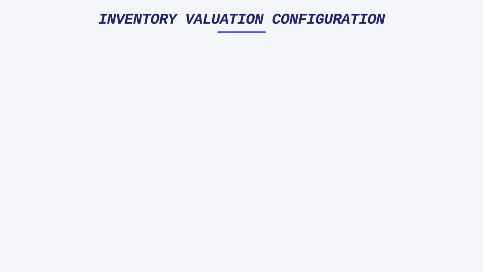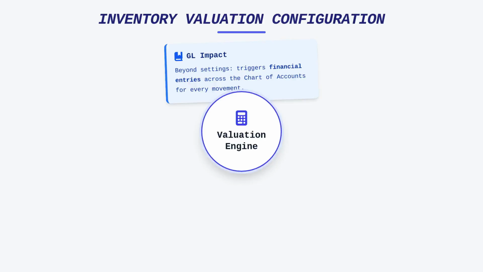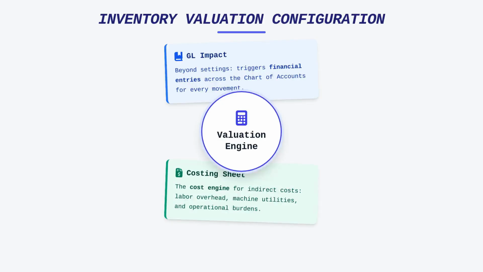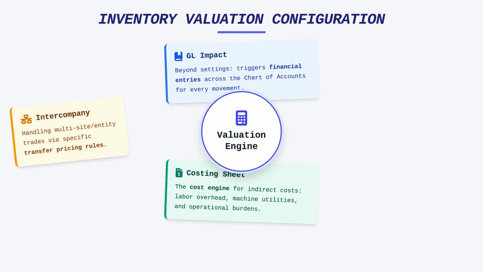Configuring these valuation methods involves more than just selecting a radio button in the item model group settings. You need to consider the broader impact on the general ledger, as every inventory transaction triggers financial entries that represent the movement of value across your chart of accounts. Furthermore, the costing sheet serves as the engine for applying indirect costs, such as labor overhead or machine utility, to your item costs. If your organization operates in multiple sites or legal entities, you must account for the complexities of intercompany trade, where prices might be set based on specific transfer pricing rules.